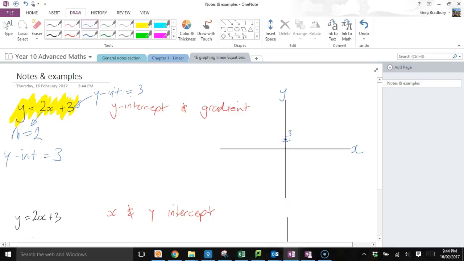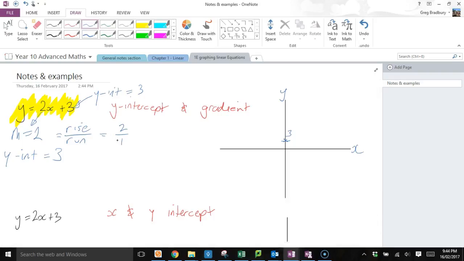The second thing I know is the gradient. Now, this is not a point, it's a gradient. If you remember, gradient can be defined as rise over run. That doesn't help us yet, we just have 2, but you can write 2 as a fraction, 2 over 1, which in effect gives us a rise and a run.